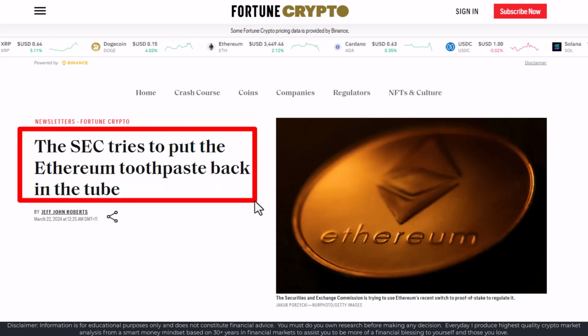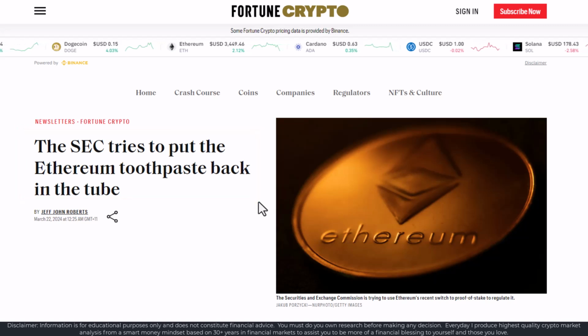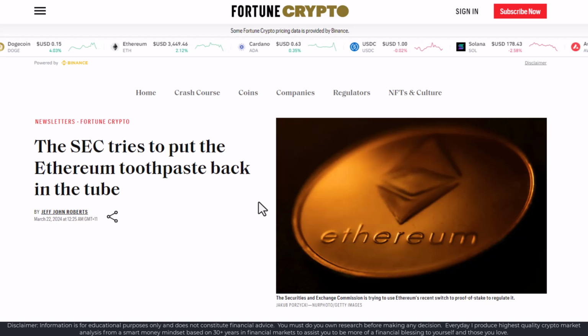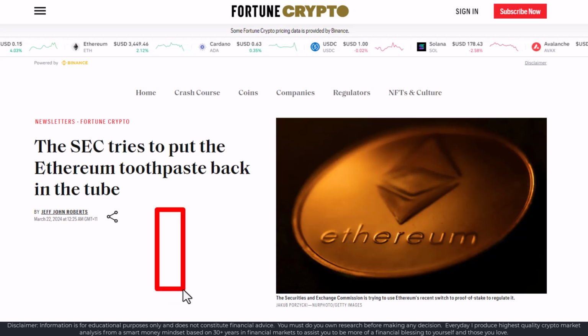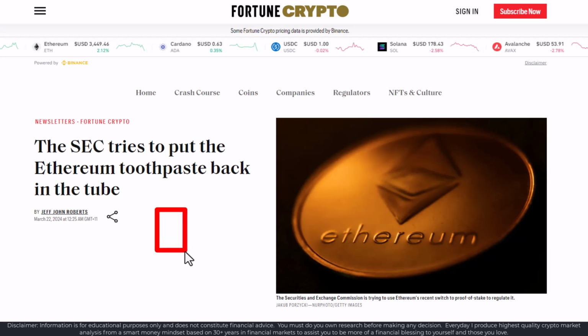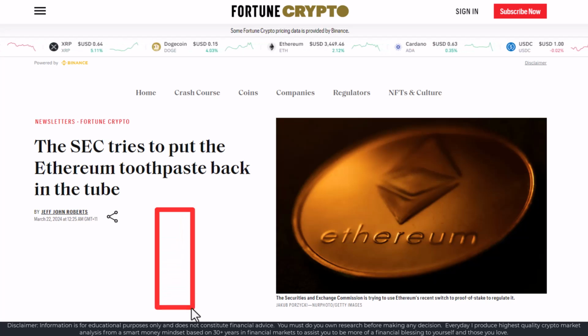When we look at Fortune Crypto, it said the SEC tries to put the Ethereum toothpaste back in the tube. Now, why is it doing this? Obviously, the powers that be want the price of Ethereum to come down. They know that the mainstream will just jump on this and kick it to death. That is going to cause people to flee from the crypto space.